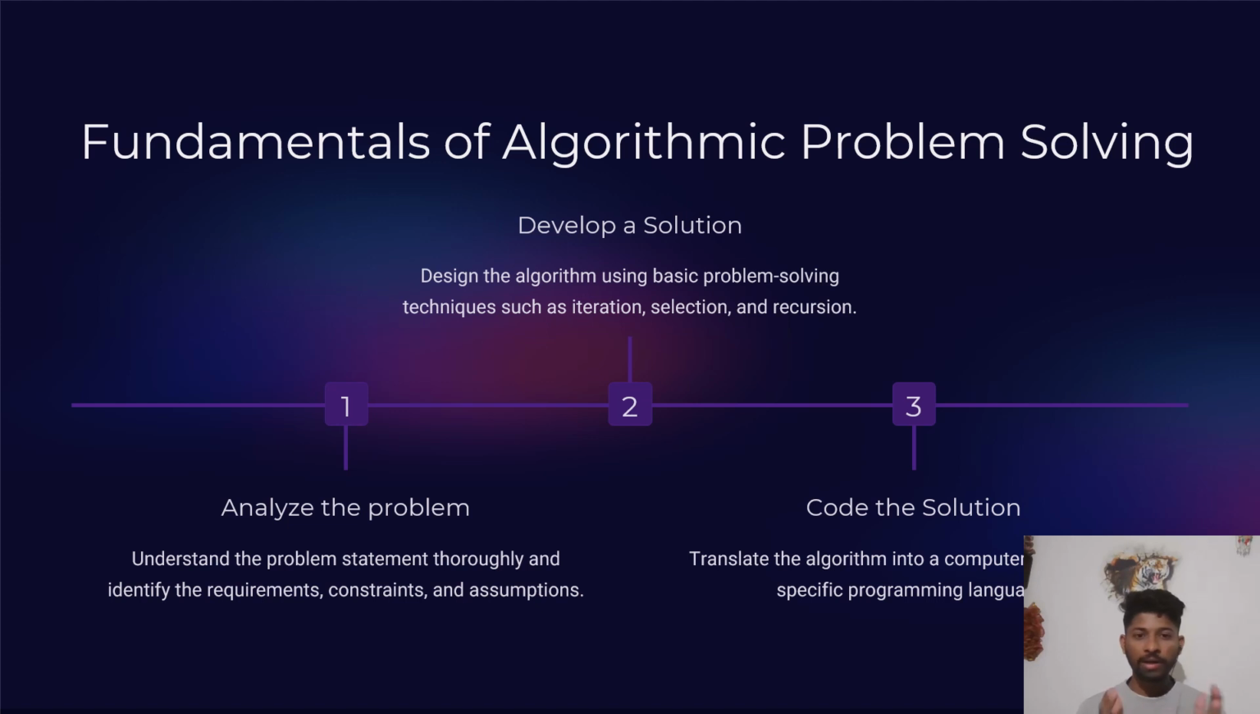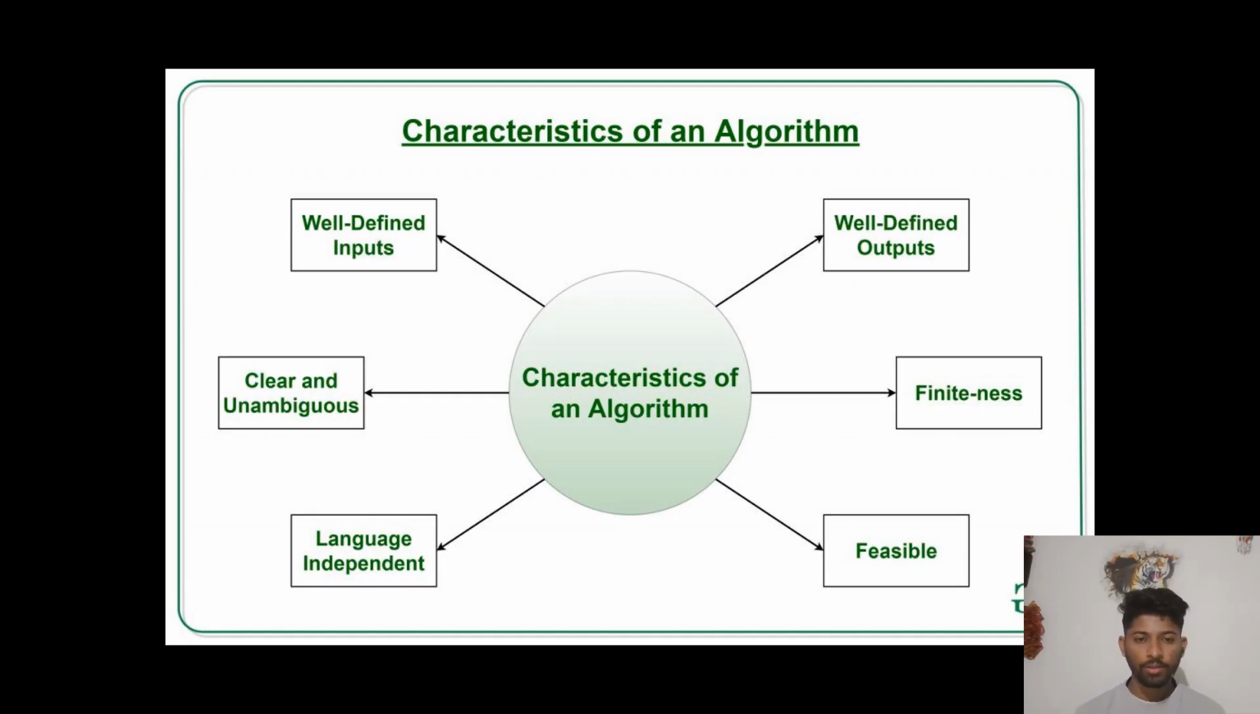So now, what are the fundamentals of algorithmic problem solving? First, analyze the problem. We should first analyze the problem. Understand the problem statement thoroughly and identify the requirements, constraints, and assumptions. Second, we should develop a solution. Design the algorithm using basic problem solving techniques such as iteration, selection, and recursion. Third, code the solution. We should code the solution to translate the algorithm into a computer program in a specific programming language.